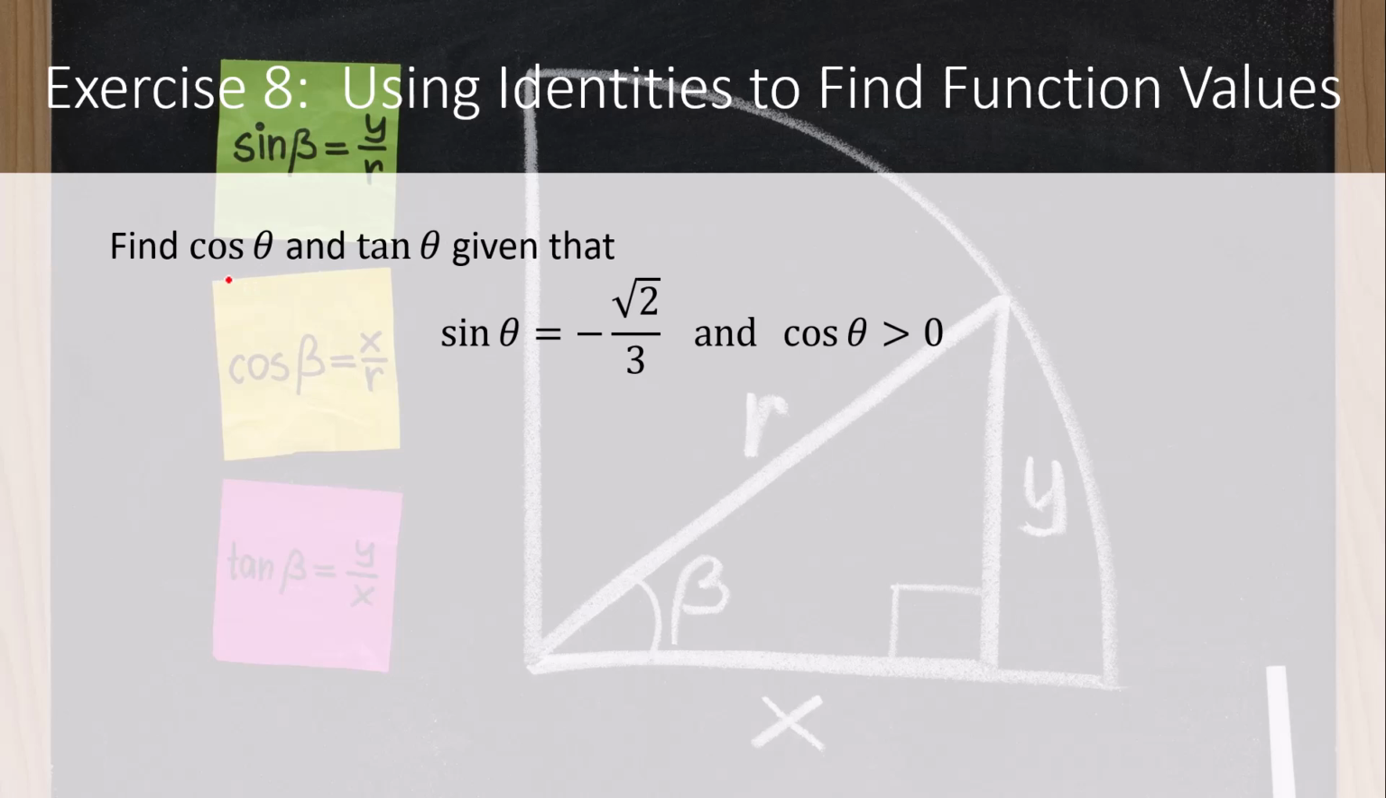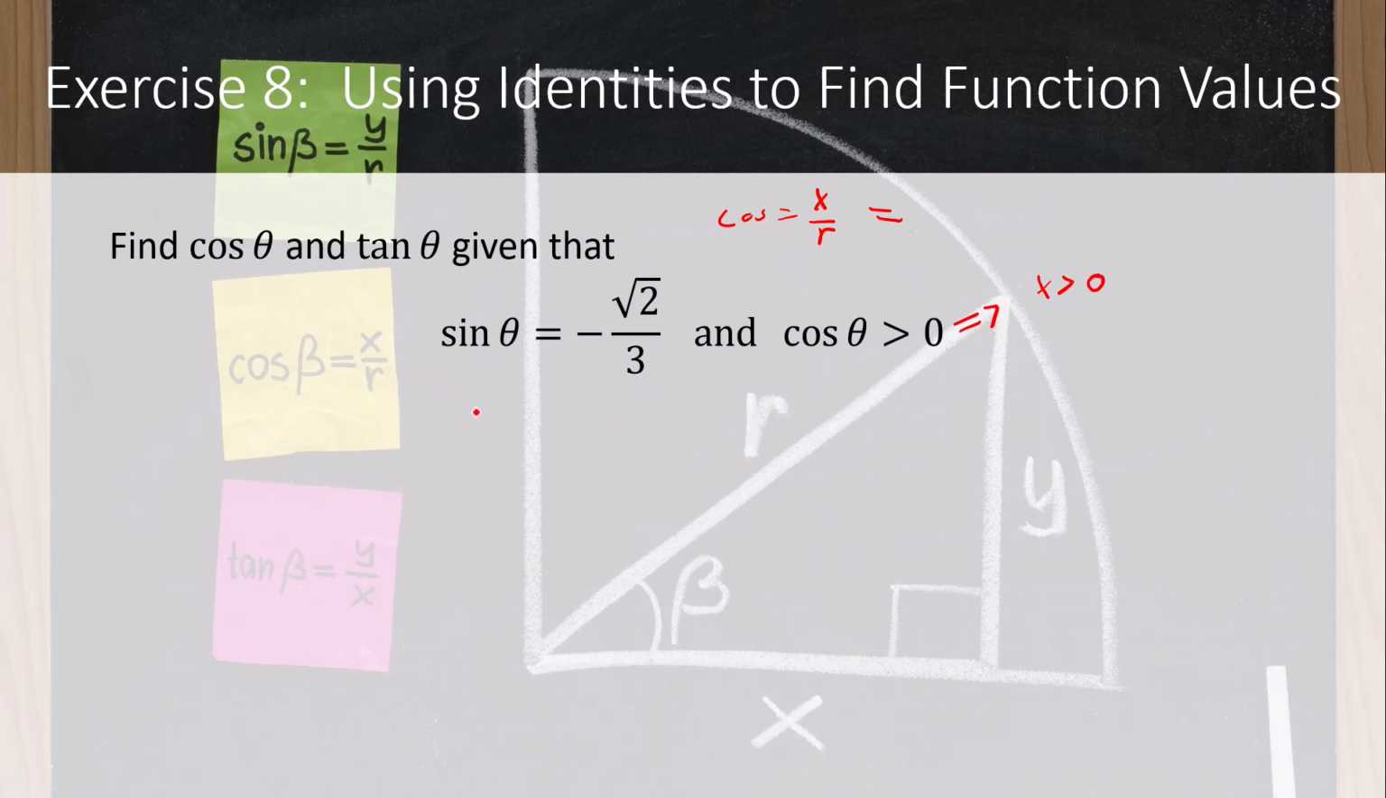Now here we want to find cosine and tangent, given that sine is equal to the negative square root of 2 over 3, and that cosine is greater than 0. Okay, now, since cosine is greater than 0, and cosine is equal to x over r, where r is always greater than 0, this implies that x has to be positive.